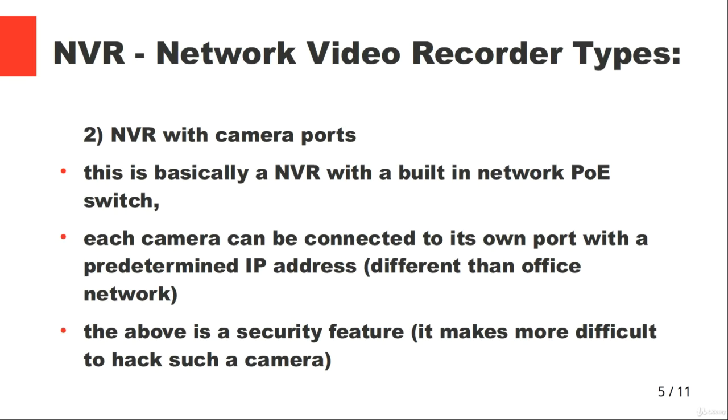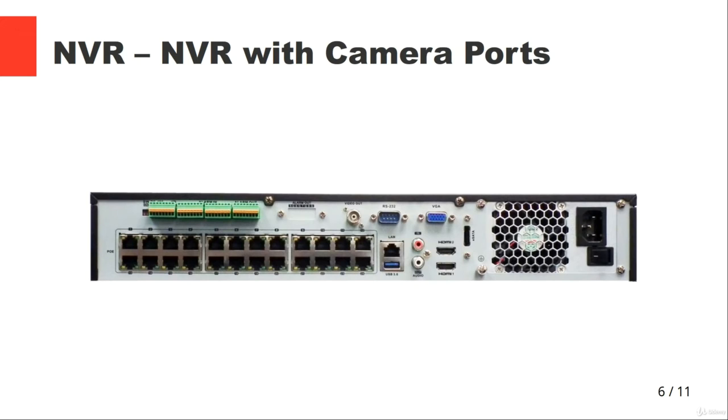NVR with camera ports. So this is basically an NVR with a built-in network PoE switch. So each camera can be connected with its own port with a predetermined IP address, different than the office network. The above is a security feature. It makes it more difficult to hack such a camera. And that's an example. So you have your network cameras there. So 1, 2, 3, 8. So it's 24 cameras. Each camera has its own port, and each of those ports has an assigned channel usually.